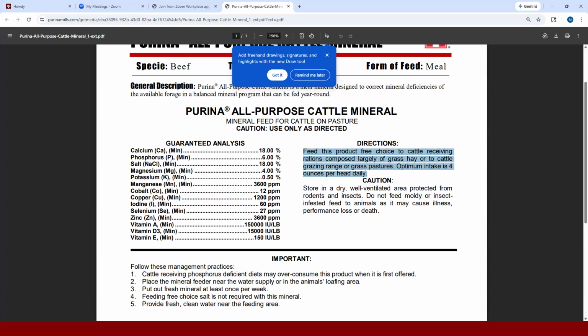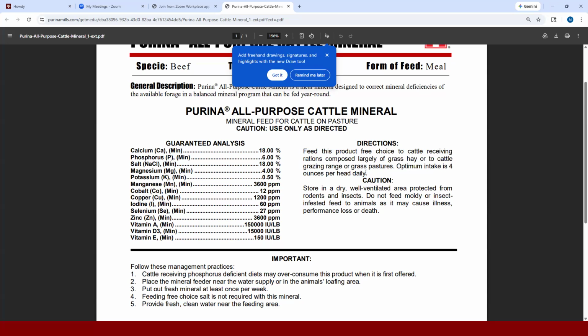They'll give you directions for use, so what your target intake should be. For example, for this one, your target intake is around 4 ounces per head per day. What else? If it's medicated, it'll tell you that. It'll give you a feeding rate. Typically we're going to feed minerals somewhere around 2 to 4 ounces per head per day.